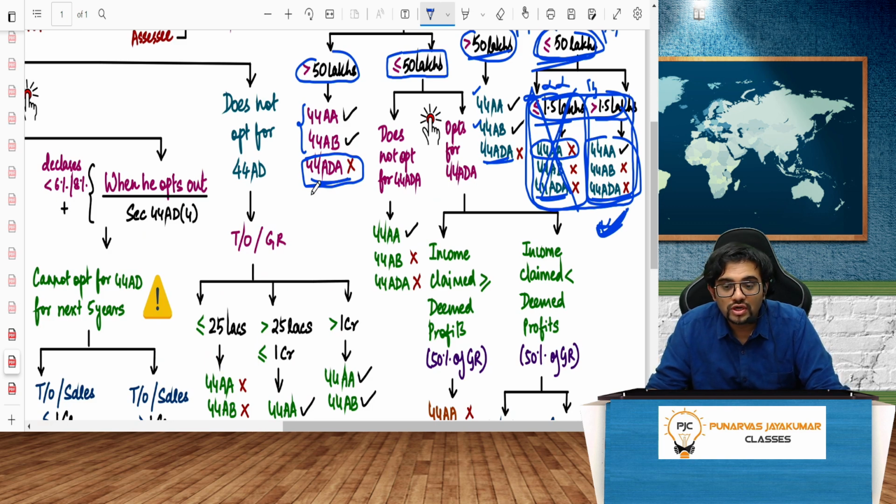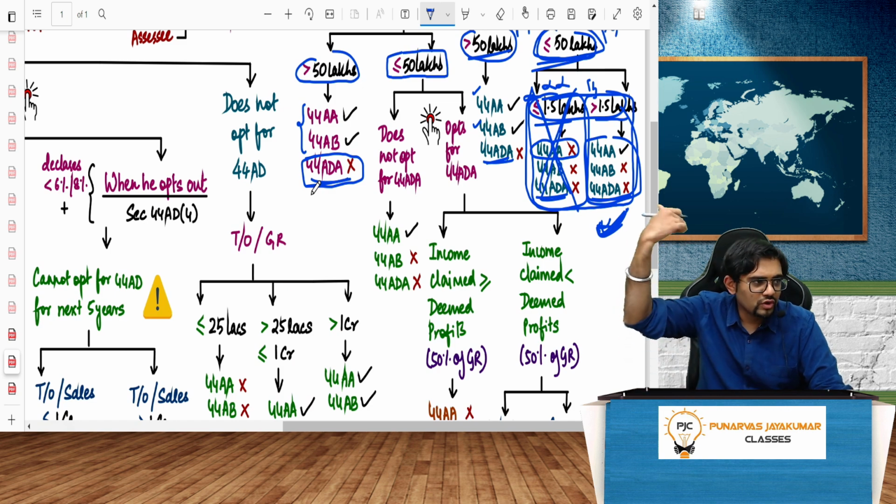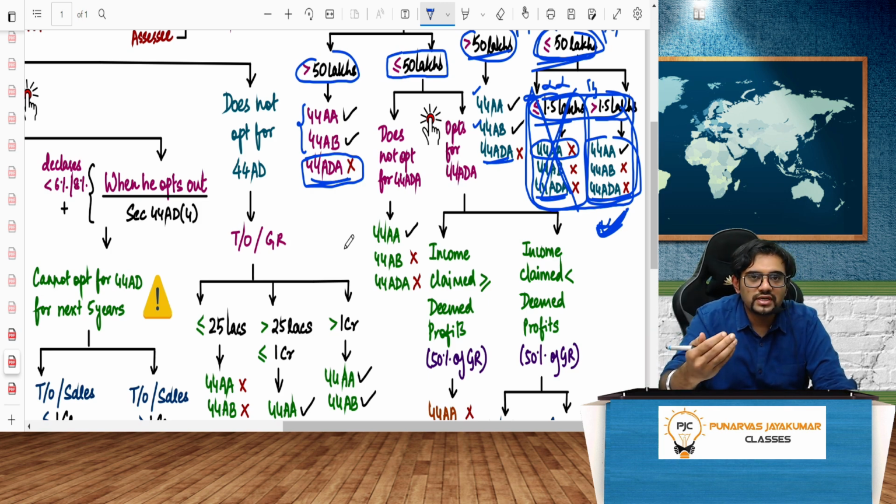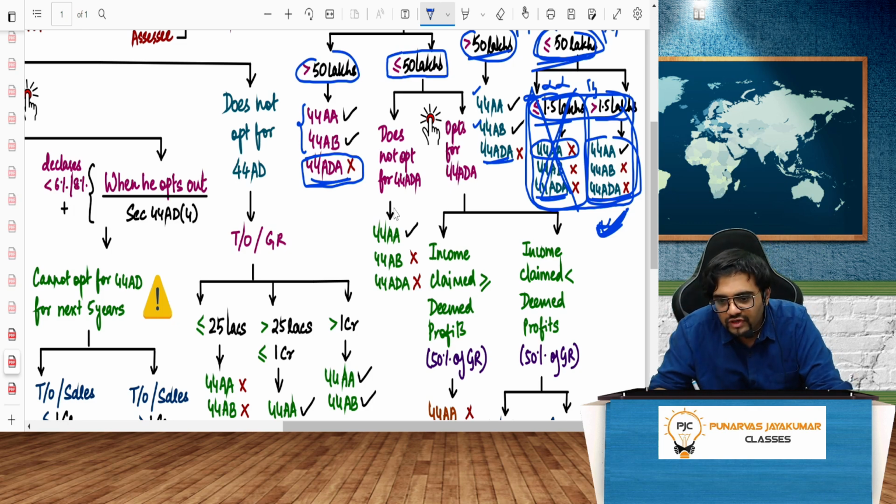Now, if you do not opt for 44ADA, you don't go to that presumptive taxation at all, do not opt for it, then assuming your receipts is at least more than 1.5 lakhs, that assumption I am making, 44A will come, 44AB will not come, 44ADA will not come. Assuming is what I am saying.